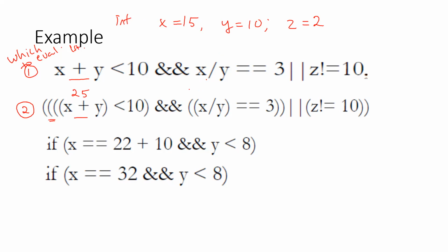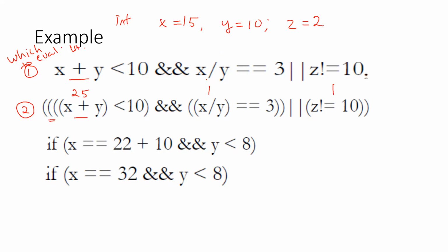Let's assume that this is just integer. So 15 divided by 10 is 1, because 1.5 for integer is still 1. And then z is not equals to 10. Z is not equals to 10, so that is also 1. So we just do something like that. So this is true, because z is 2.